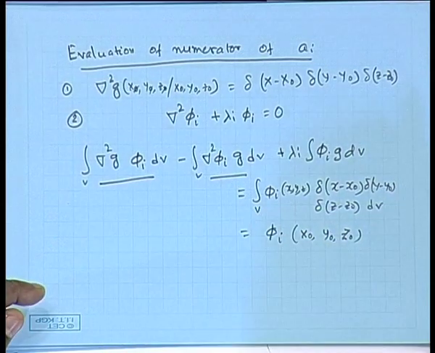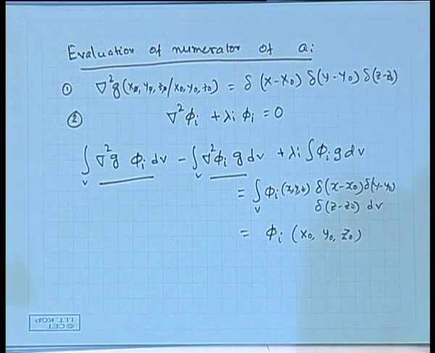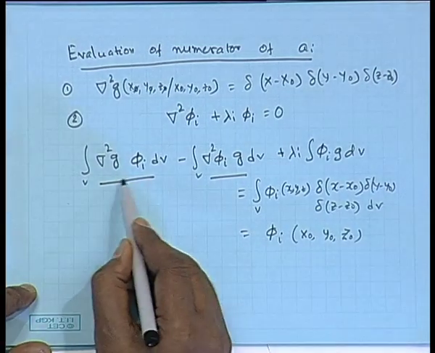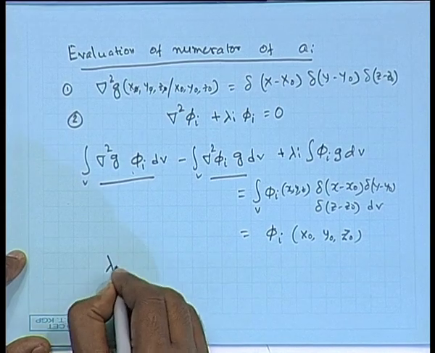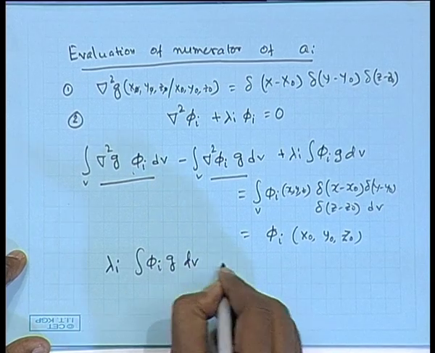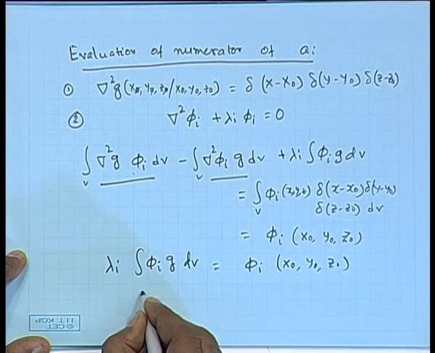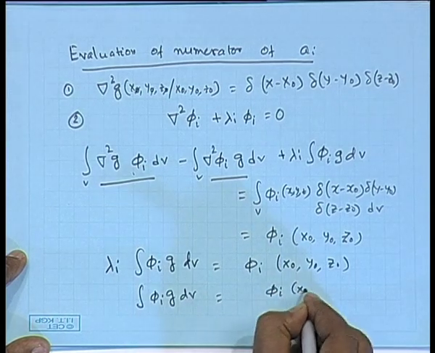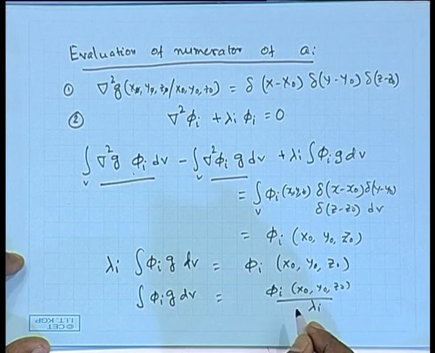Okay. Again, you use the same identity, grad of u grad v is equal to u grad square v plus grad of u plus grad of v, right. Using that, we have done this thing just a few minutes back. So, simplification of first two terms will lead you to 0. So, what is left behind is lambda I integral of phi I g dv, which is nothing but phi I x naught y naught z naught. So, integral of phi I g dv is nothing but phi I x naught y naught z naught divided by lambda I. What is this?